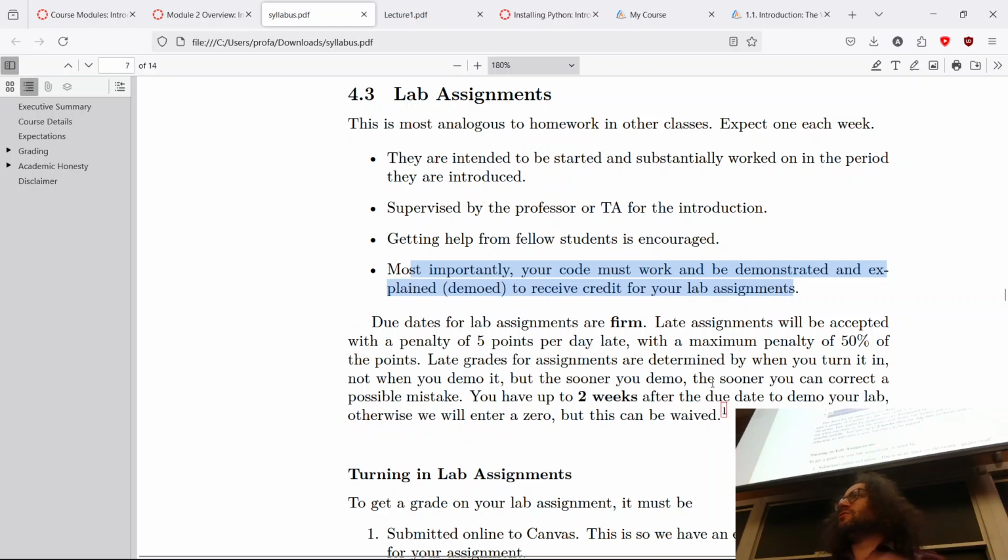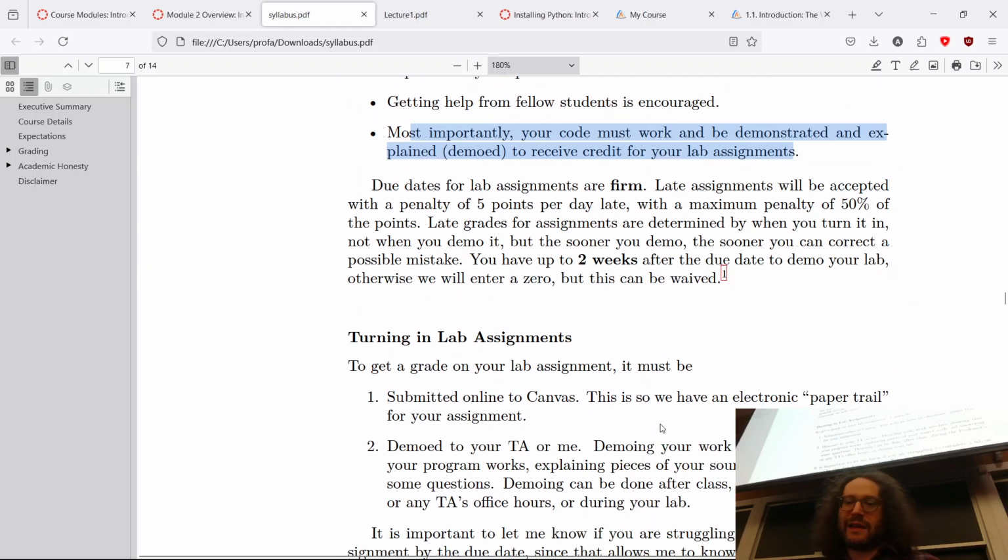So what that means is you turn it in by the due date, okay? You turn it in on Canvas to do that. That's so we have an electronic paper trail that you actually did the work. The second step is demoing it to the TA or me. What that means is that you show the code, you run it for us to show that it works, and we ask you questions about it.